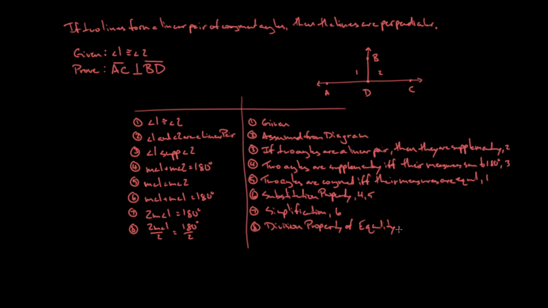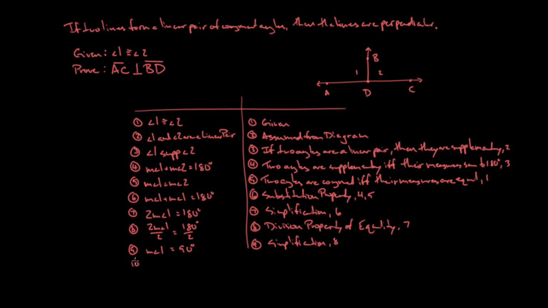This might be one of the first ones I run out of room on. We'll see. It comes from 7. Then I can actually simplify. I can say that the measure of angle 1 is equal to 90 degrees. So that's statement number 9. And that is just simplification from above. Comes from 8. All right, how close am I?